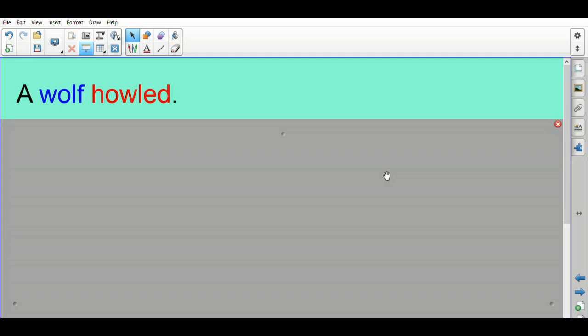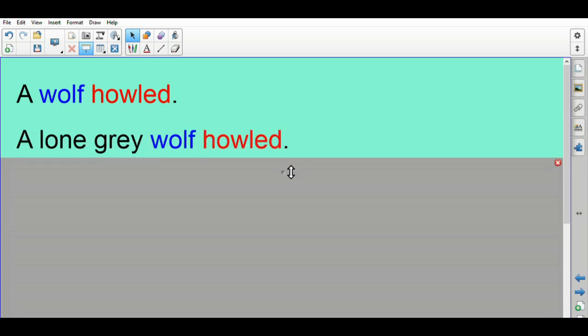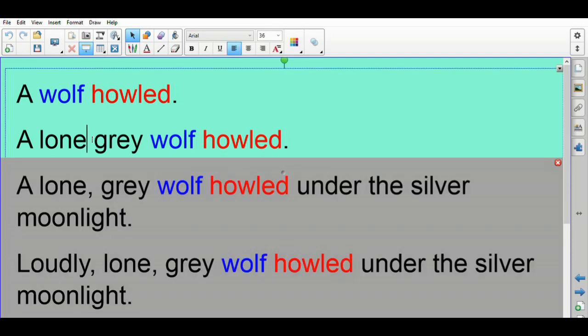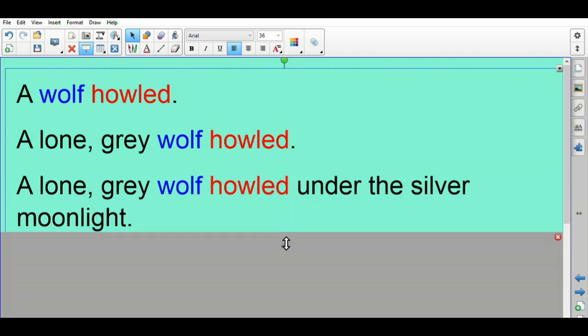Here, nice one. A wolf howled. Okay, there's our subject, the wolf. The sentence is about the wolf, and it howled. It made a howling noise. Okay, let's see why. A lone grey wolf howled. We might, just in here, want to put a comma in that sentence. Okay, so a lone grey wolf howled. Okay, next one. A lone grey wolf howled under the silver moonlight. So we've added a where, under the silver moonlight, so at night time. Okay, so we're gradually adding that detail to the sentence.